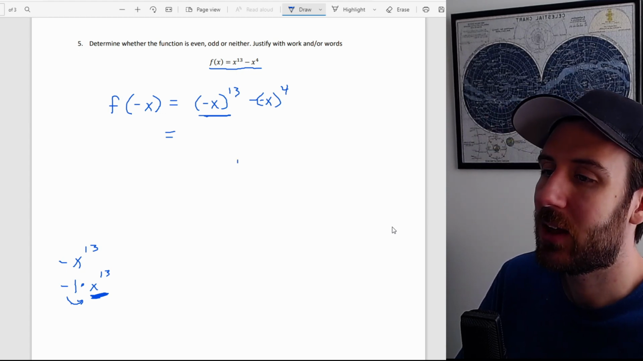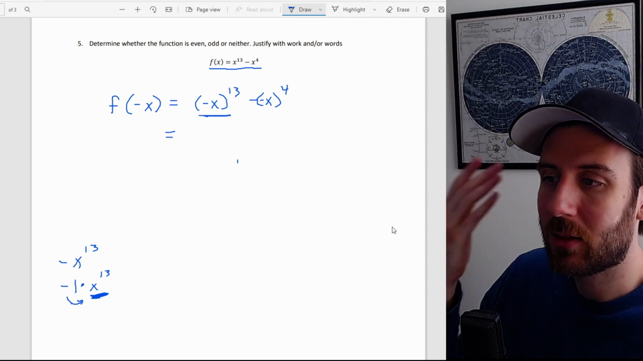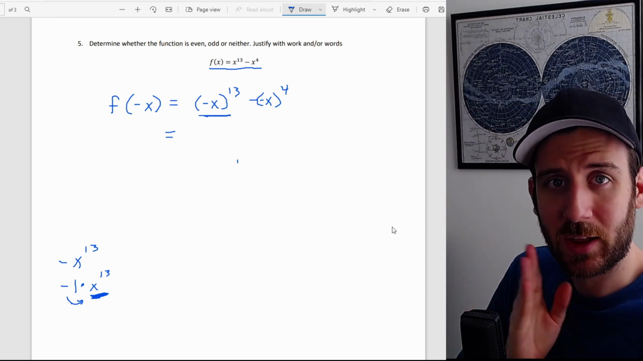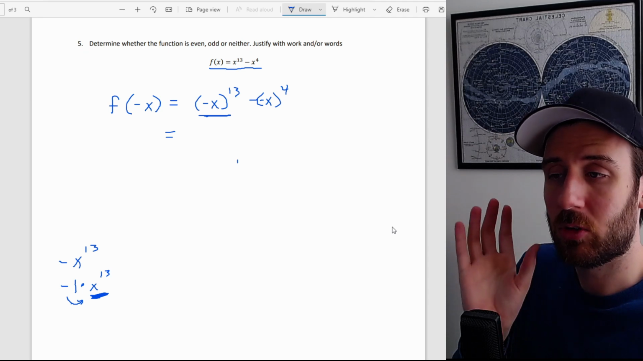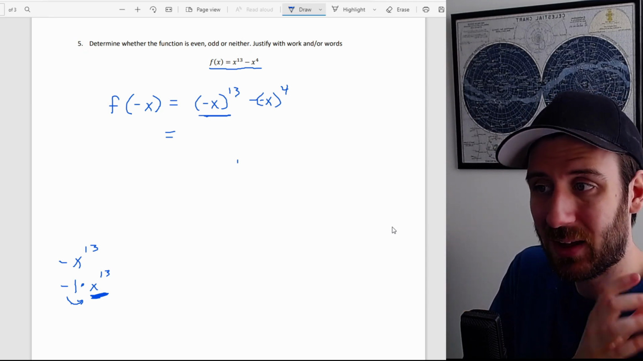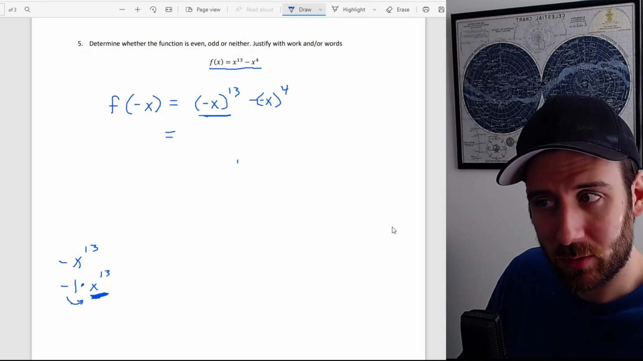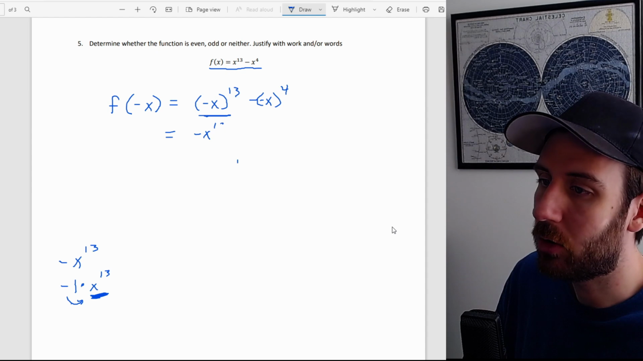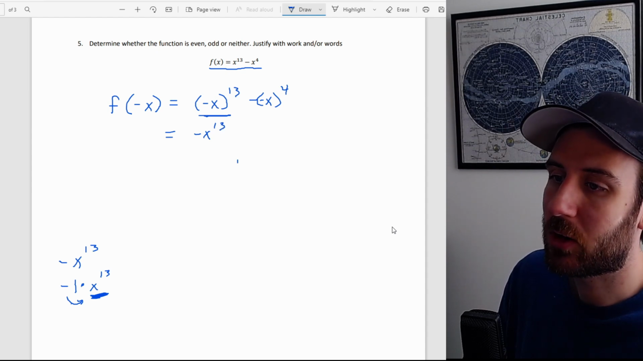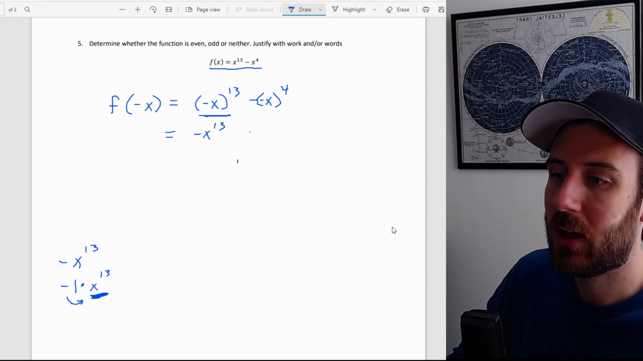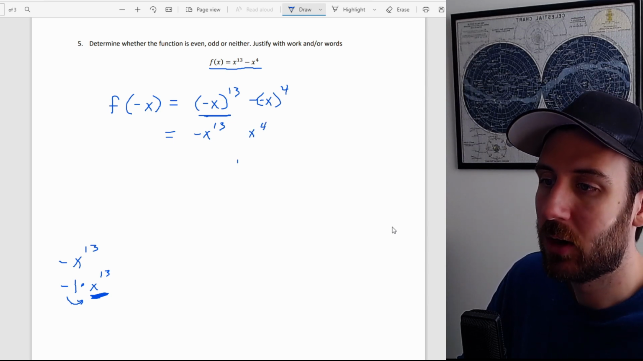So now let's do negative x times itself 13 times. Well, we can logic through this without needing to write it down. This is an odd number of multiplies, which means that if we had 12, they would have canceled themselves out to positives, and that 13th would have then made it negative again. So this is the same thing as negative x to the 13th power. And then we can look at this next one and say negative x times itself 4 times would be positive x to the 4th power, and we'll carry this negative sign down.